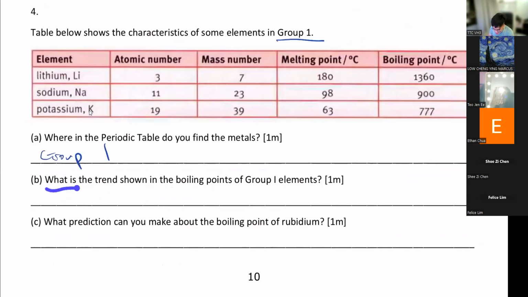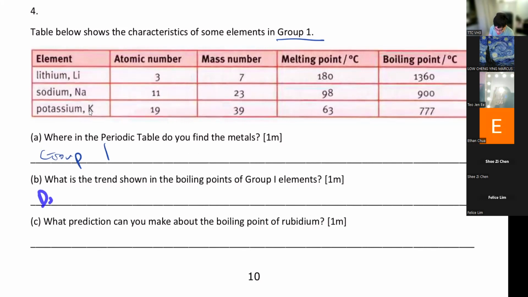So B, what is the trend shown in the boiling points of the group 1 elements? Okay, so how are they like, the boiling point? You just see what they are doing. It is decreasing, isn't it? Okay, decreasing down the group. Because this is down the group, so it's going down. Down the group, it decreases.